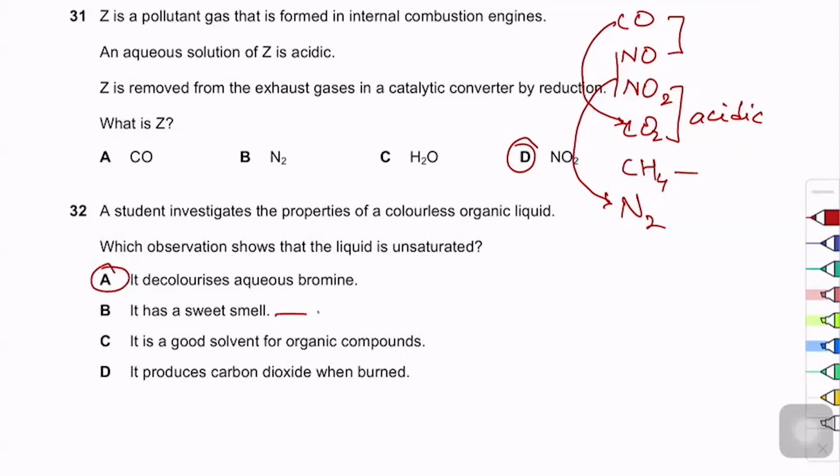Sweet smell tells me it's an ester. That's not telling me it's unsaturated. Good solvent, again, it could be an alcohol, it could be ester. Produces carbon dioxide when burned. Almost all organic compounds do that. So because of this, my answer is A.